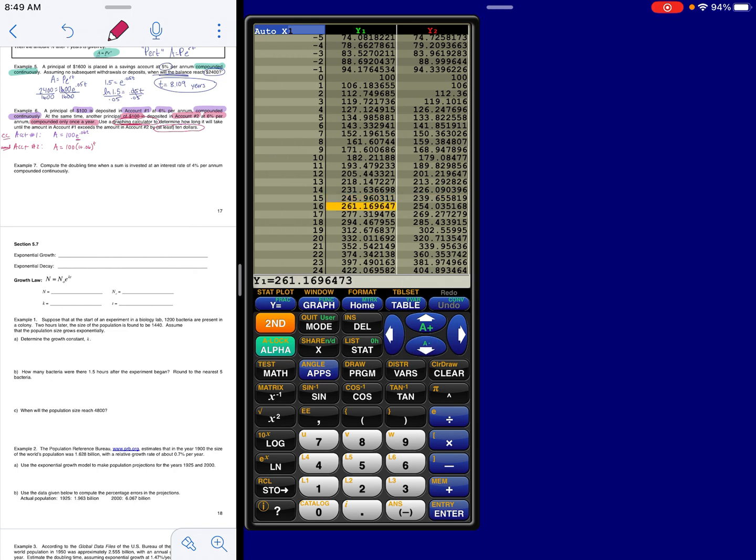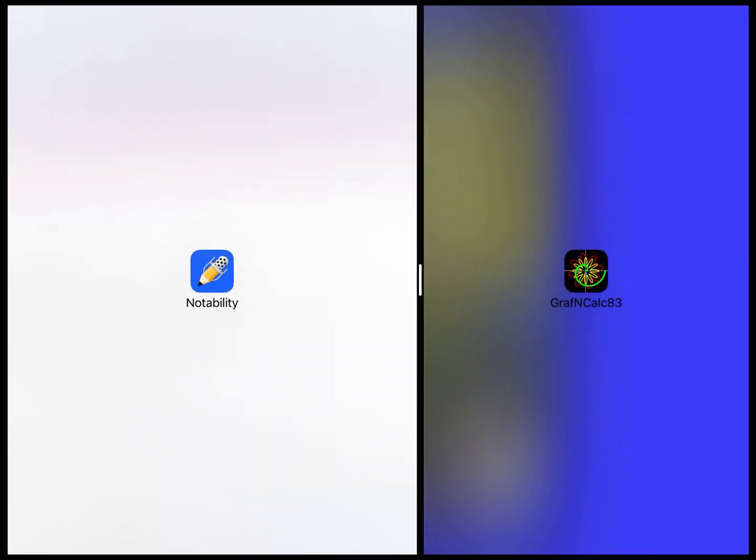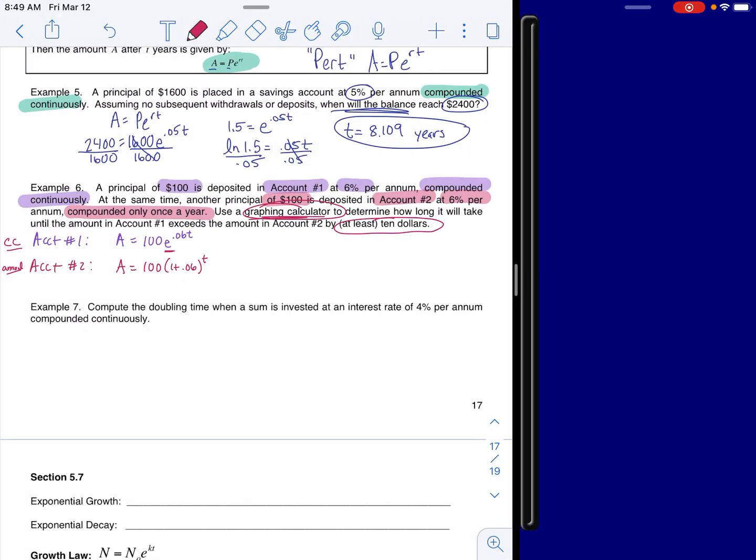245, 239, nope. 261, 254. We're getting there. Close. That's 285 to 294. All right, so here it is, I think. 302.5 to 312.6. So that's more than $10. So that would be our solution.